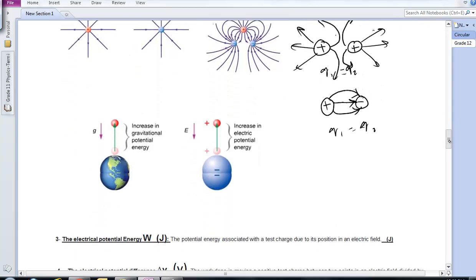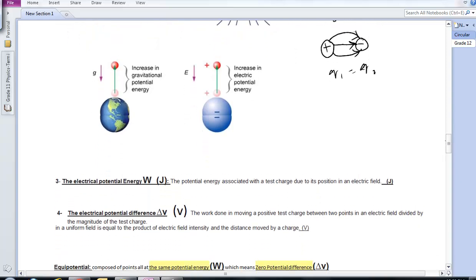Now let's go to the meaning of the electric potential energy. Electric potential energy is similar to the gravitational potential energy, because both of them are energies and both of them are stored, due to the position relative to something else. So if you have an object at a certain height, the gravitational potential energy is due to this height. That's why it's equal to Fd or mgh.